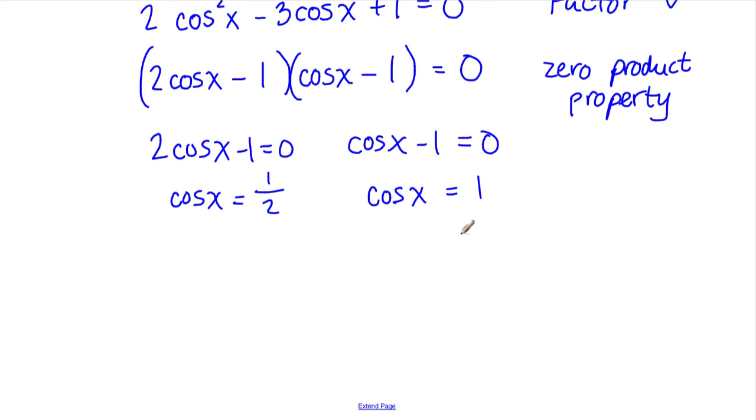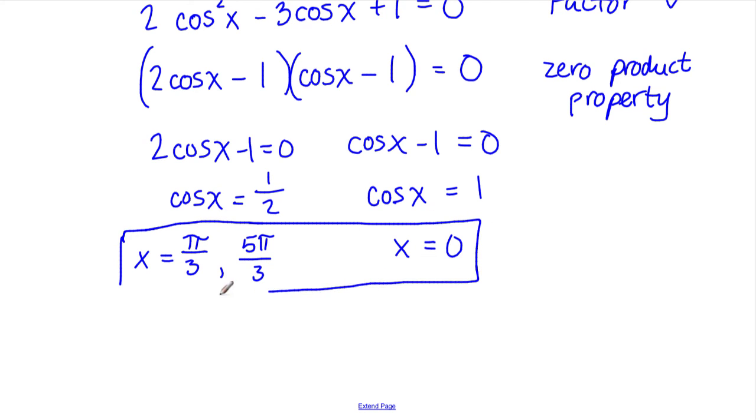So we're asking ourselves, what angle will cosine of that angle give me 1/2? In other words, where on the unit circle will I have an x coordinate of 1/2? That happens at pi over 3 and at 5 pi over 3. And where will cosine give me 1, an x coordinate of 1? That's just at 0 degrees or 0 radians. So my three solutions for this final example are 0, pi over 3, and 5 pi over 3.